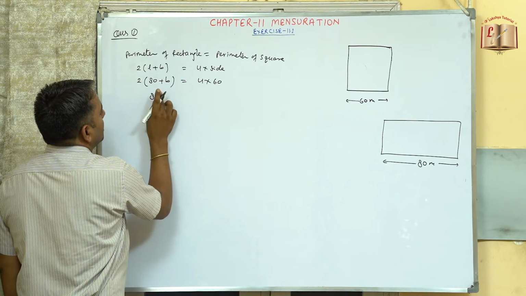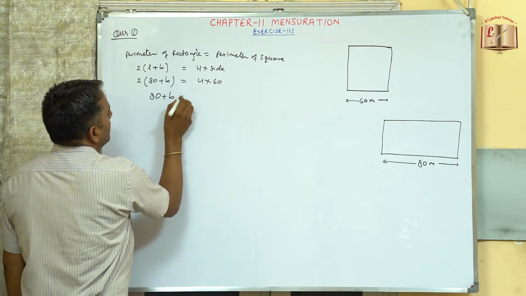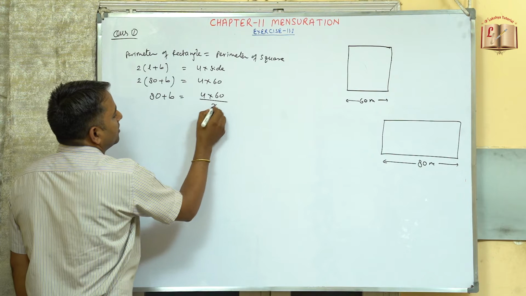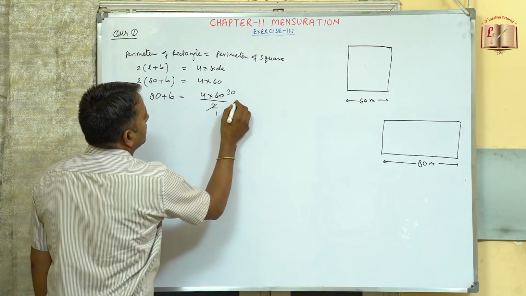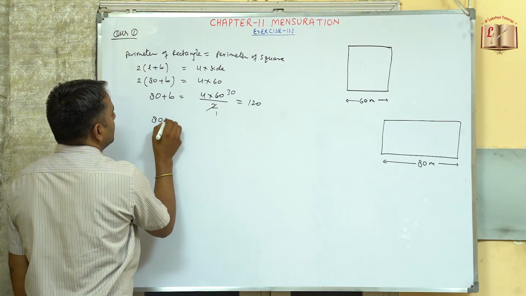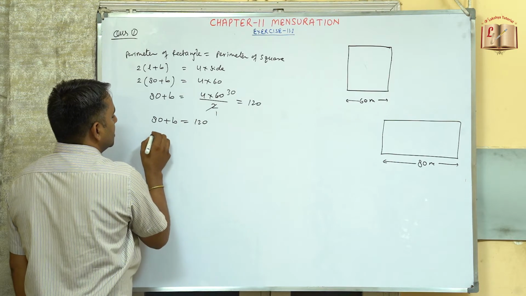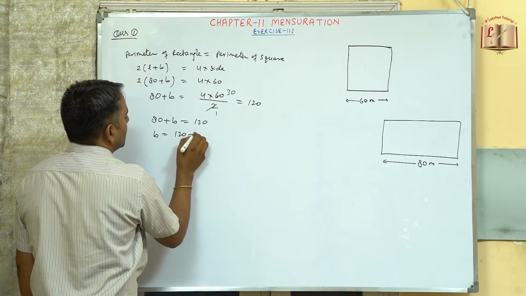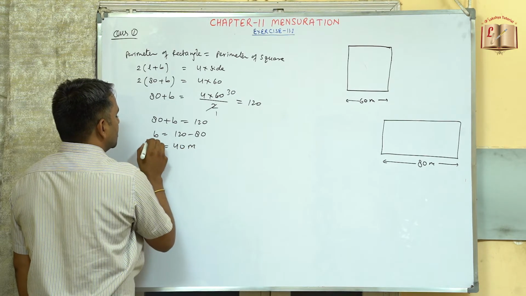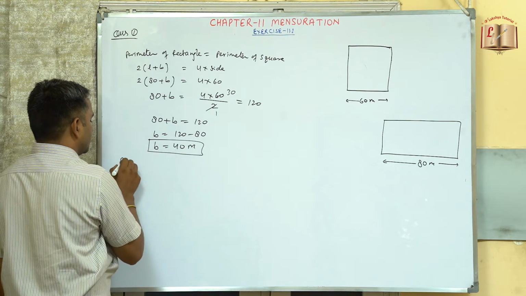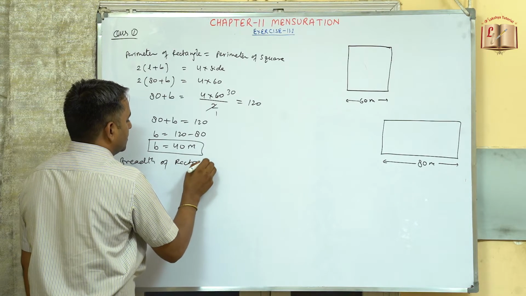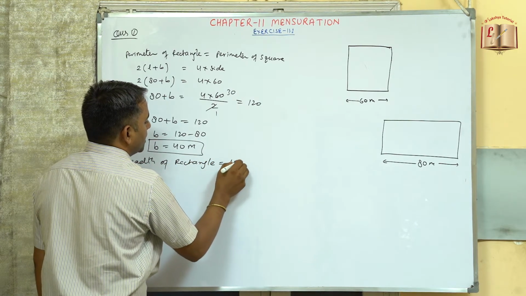Now this is 80 plus B, this is equals to now 4 into 60 divided by 2. The 2 will also get divided here. So this is now 30. So we got 120. So therefore 80 plus B, this is equals to 120. So we got B equals to 120 minus 80. So width is now 40 meter. So we got width of rectangle. So width of rectangle is 40 meters.